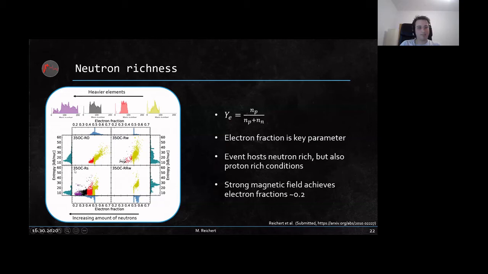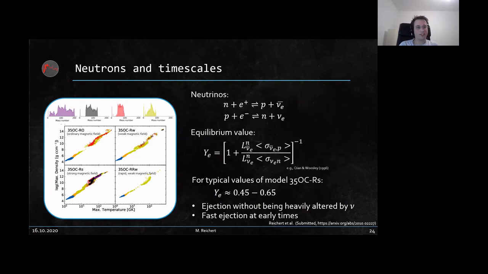So to look at this, we can also look at the density versus the temperature. So the maximum density of the fluid element versus the maximum temperature. And now each dot here in this plot is one fluid element. And you can see that some of the fluid elements get very, very dense. So in other words, it's basically proto-neutron star material. So very neutron-rich material that gets ejected.